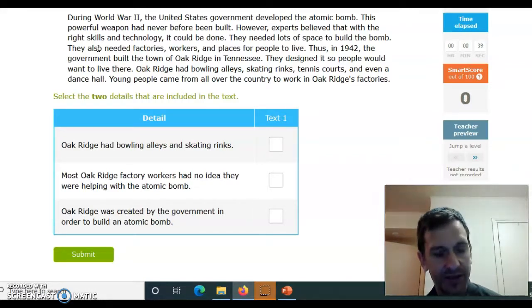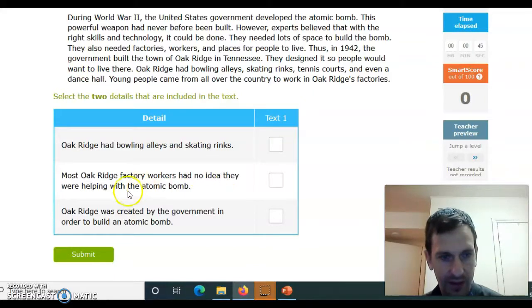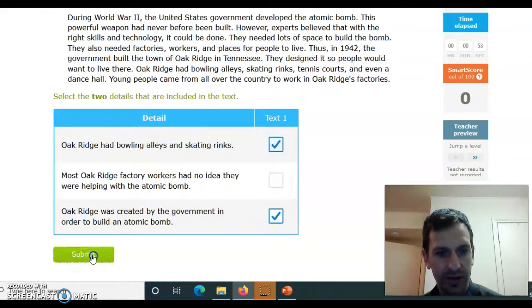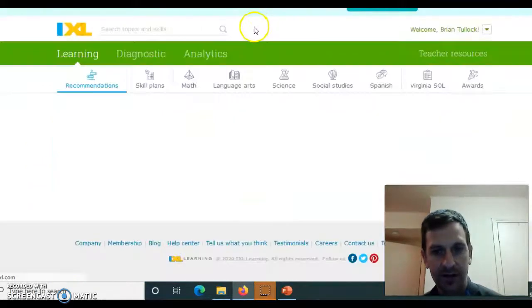What are 2 details that are included in the text? I had no idea they were helping with the atomic bomb. It was created by the government, yes, and had bowling alleys. So, 2 details, good. Alright, hope this makes sense.